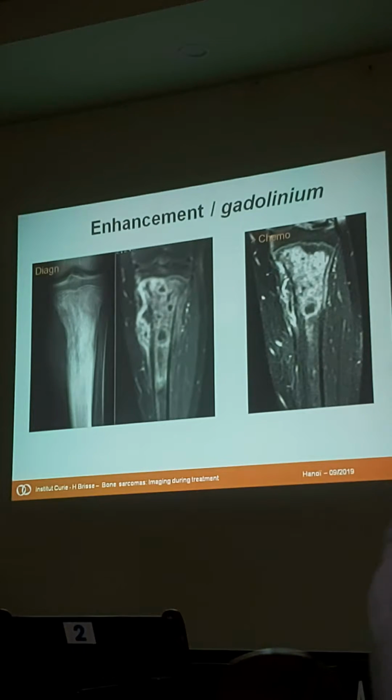Okay, so let's continue about the interpretation of the MRI during treatment. What about the enhancement on T1 gadolinium? Is it a sign of response?